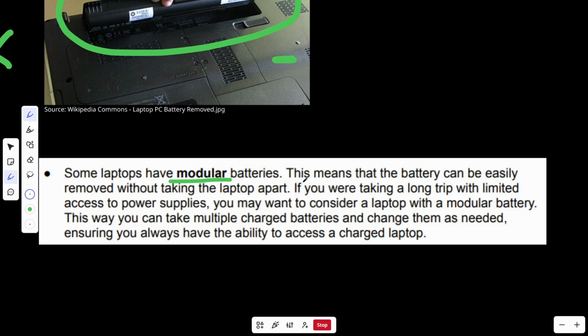So just again here, we'll go over that. It means that the battery can be easily removed without taking the laptop apart. You don't have to unscrew it.